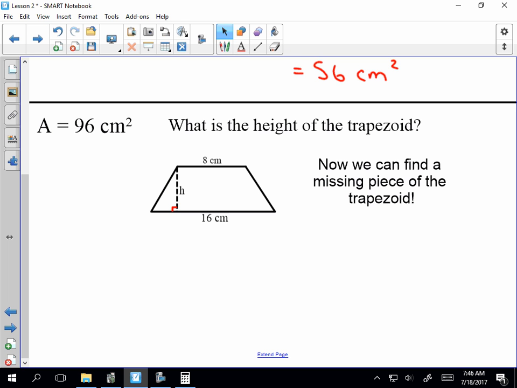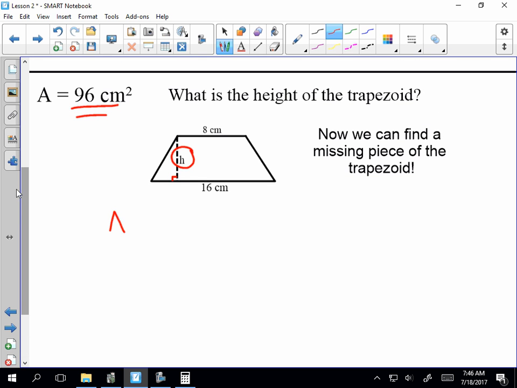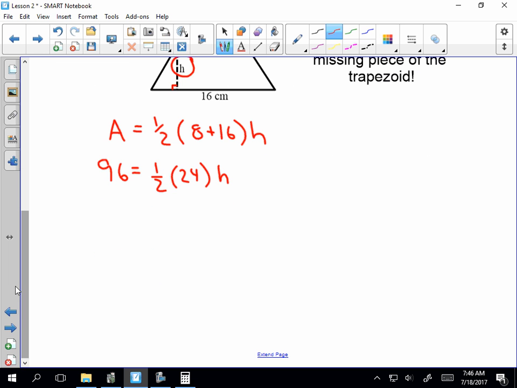Now, what else can we do? It's always the missing piece type of problem. So here we have a missing height. They replace the height because we need something else with the area. So we start with our area formula, plug in what we know. Area equals 1/2 base 1 plus base 2 times h. We know the area is 96, so we can plug that in and we can start simplifying. 8 plus 16 is 24, so we have 1/2 of 24 times h. 1/2 of 24 is 12.